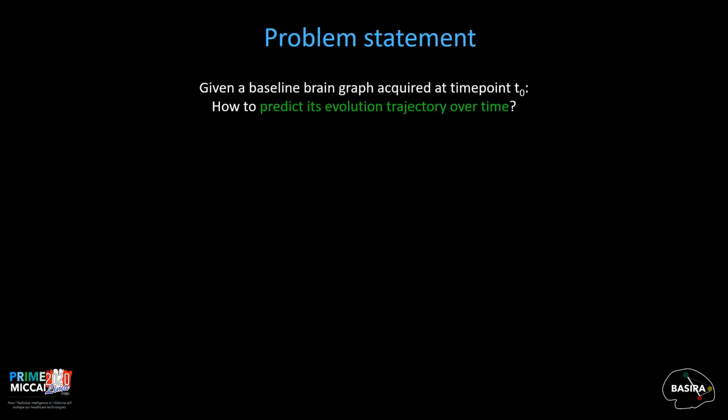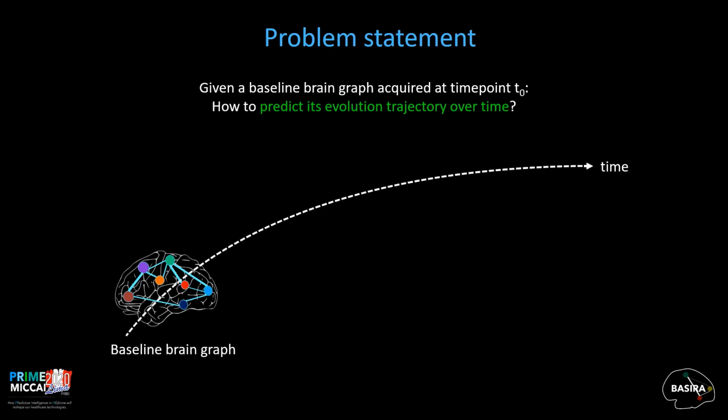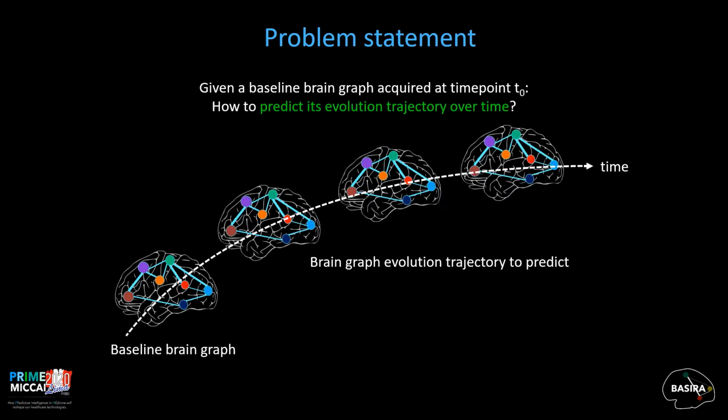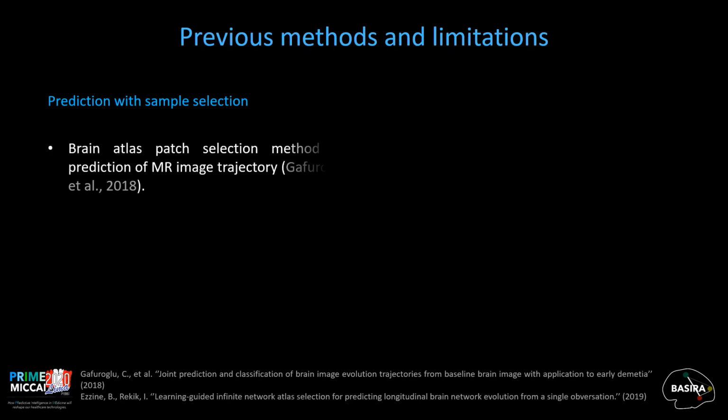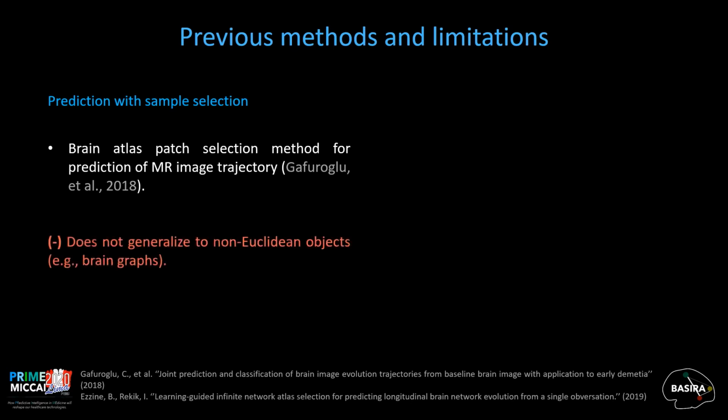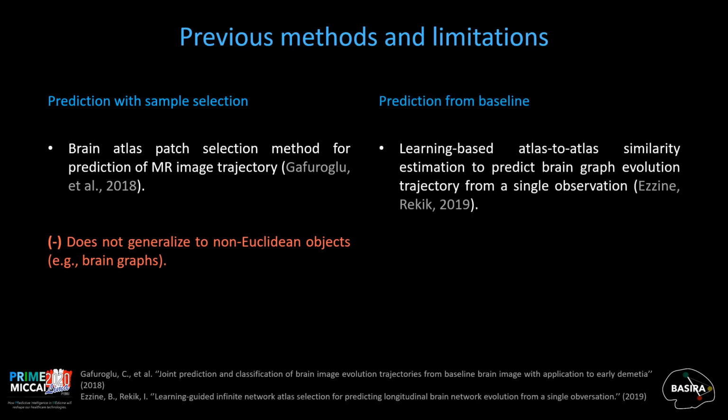Given a baseline brain graph acquired at T0 time point, how to predict its evolution trajectory over time? There are many studies on image-based brain evolution prediction with sample selection. One of them proposed a brain atlas patch selection method for prediction of MR image trajectory. But this framework does not generalize to non-Euclidean objects, for example brain graphs. A recent study has worked on brain graph prediction, proposing a learning-based atlas-to-atlas similarity estimation to predict brain graph evolution trajectory from a single observation. However, such framework does not preserve the graph topology due to its graph vectorization step.